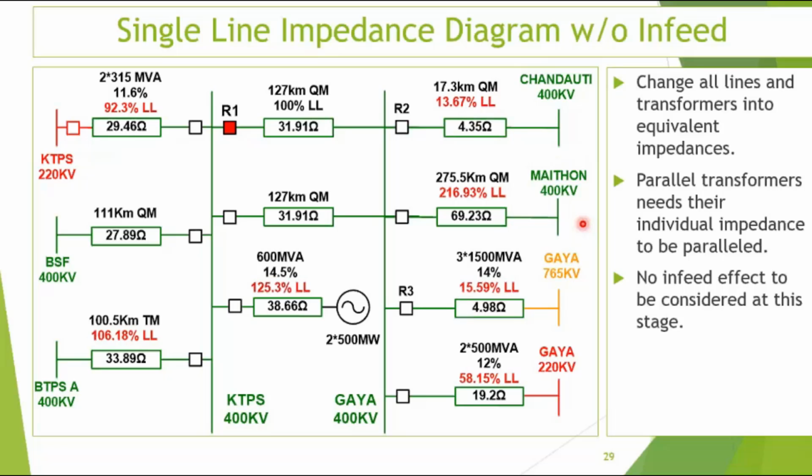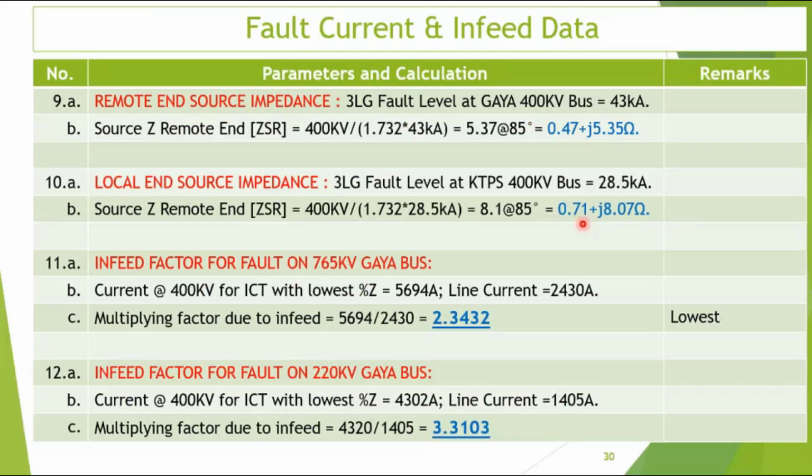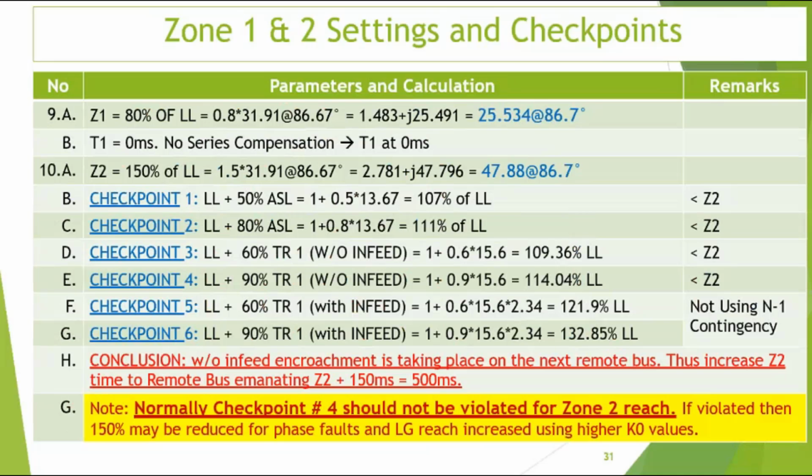How do we go about systematically about all these things to be seen? That is being shown one by one. Zone 1 is 80% of line length, coming to this value. I'm not explaining further. T1 is 0 millisecond. The timing is 0 millisecond. Without the series compensation, I don't need to increase my time any longer.